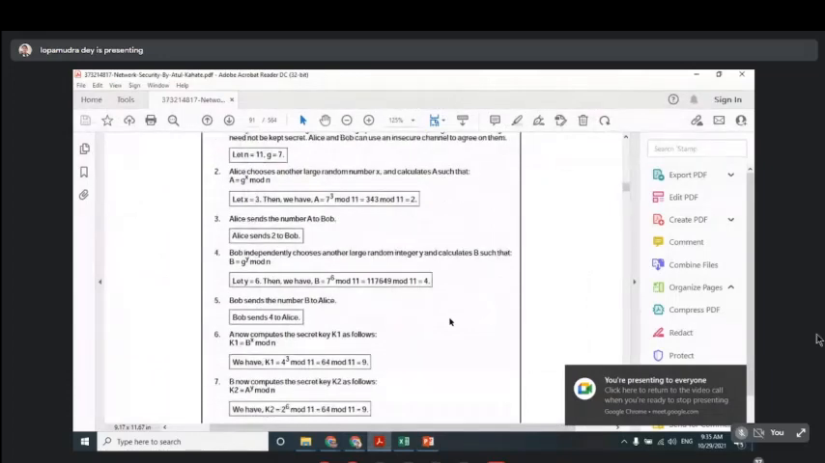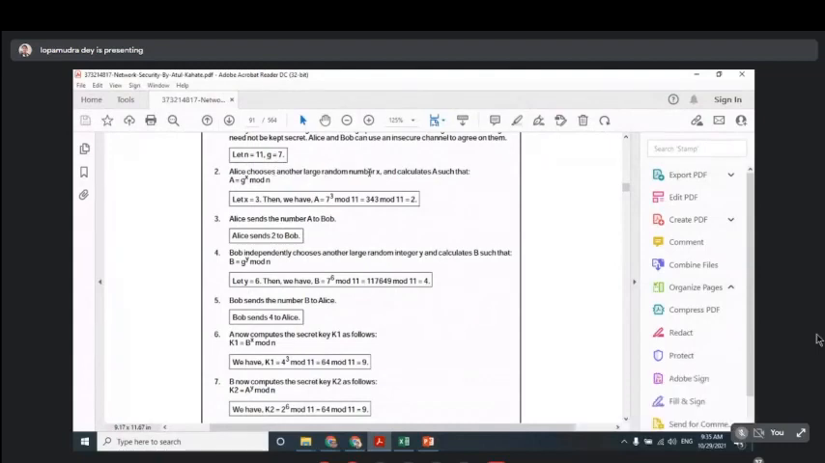So let's check this. n equal to 11, g equal to 7. Alice chooses another prime number x, which is secret to Alice. So Alice has one secret key x, and Bob has another secret key y. Let x equal to 3.